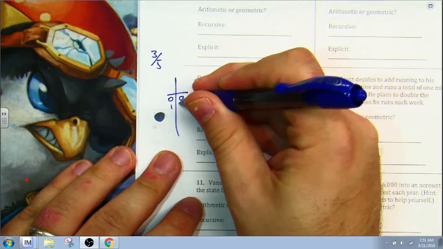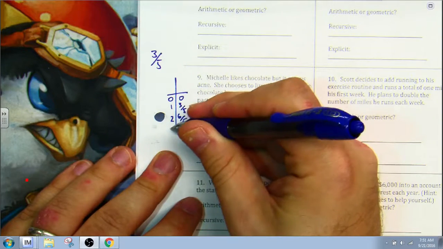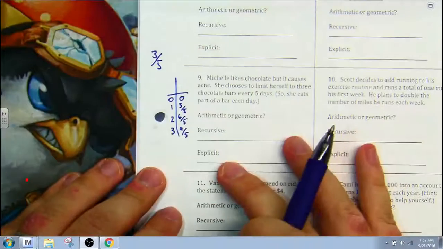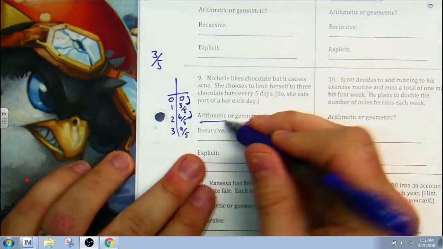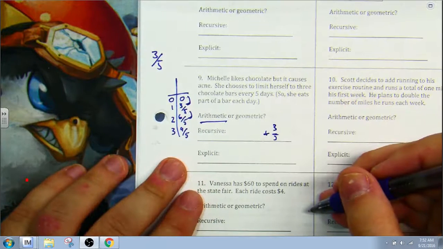On day 1, she had 3/5. On day 2, she had 6/5. On day 3, she had 9/5. Etc., etc. And so we keep adding it up. And so then we can kind of better, easier see that, yeah, this is arithmetic. I'm adding 3/5 each time.